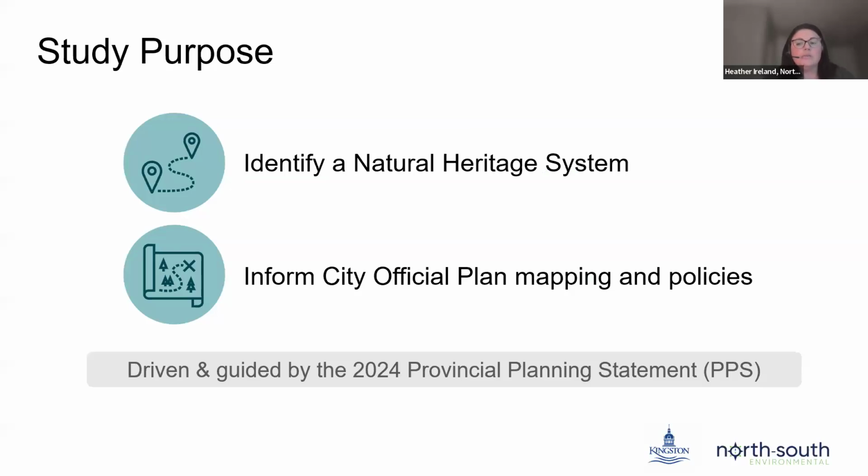So the Natural Heritage Study was prepared, as I mentioned in the previous slide, as part of the city's official plan review to guide policy and mapping for the city's natural heritage system. It is guided by the 2024 Provincial Planning Statement, or PPS for short, which emphasizes protecting the natural environment and maintaining biodiversity while having consideration for other land uses. The PPS allows municipalities to go beyond minimum standards where it is appropriate.